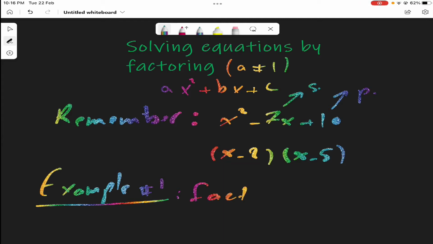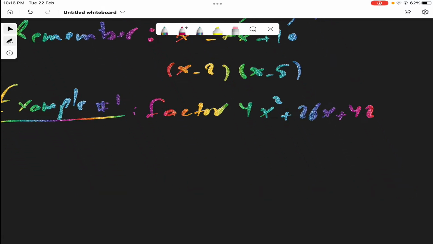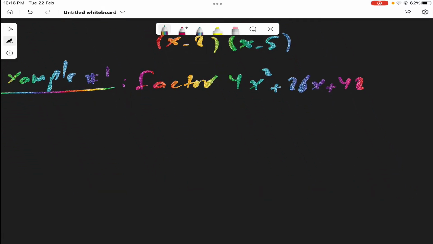Factor 4x² plus 26x plus 42. It's very important to note that there is a greatest common factor between them. The GCF is 2, because 4, 26, and 42 can all be divided by 2.